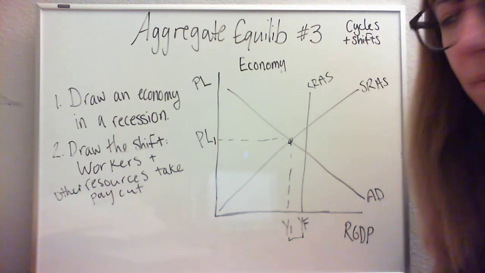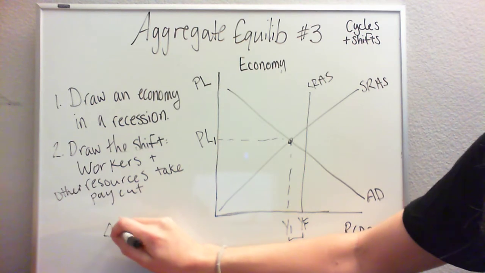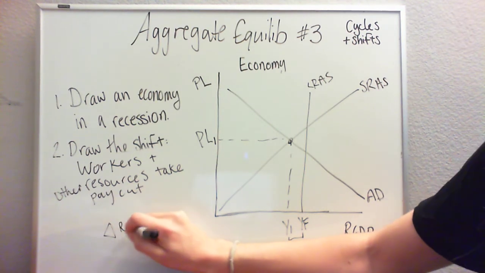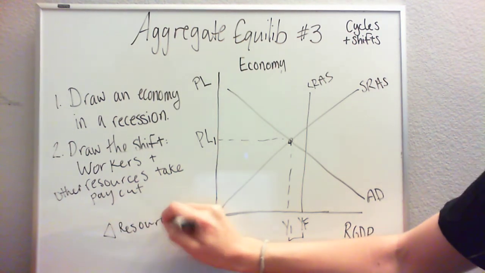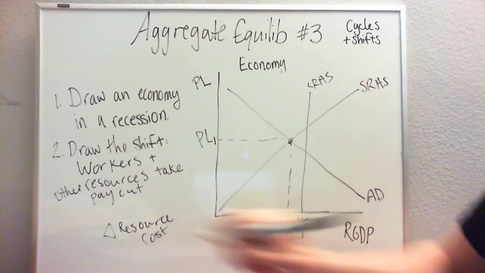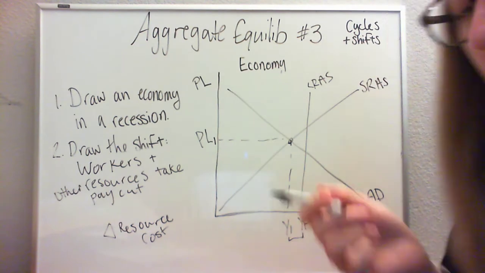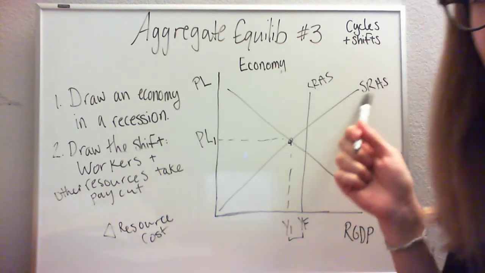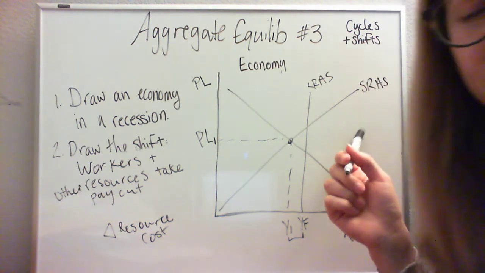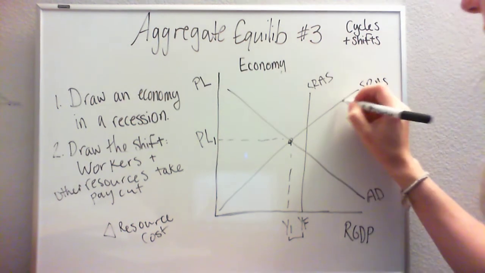Okay, so pay cut, right, is a change in resource cost. Because remember, workers' wages are resource cost. So change in resource cost, short-run aggregate supply shifts out, right? It's easier to produce if the workers and resources are cheaper.